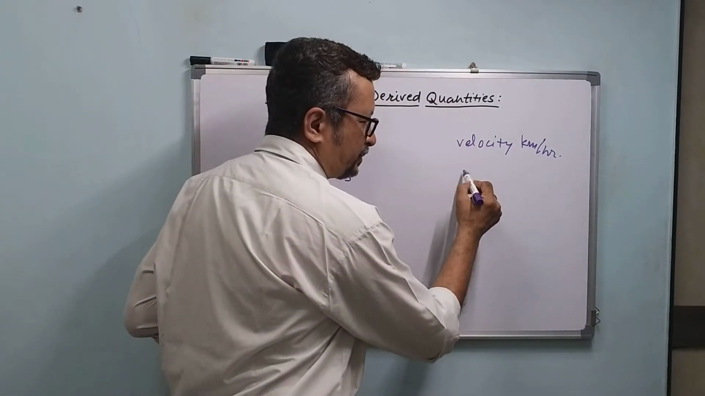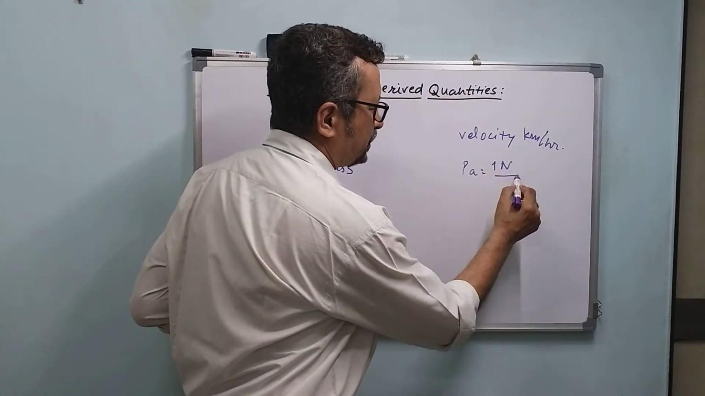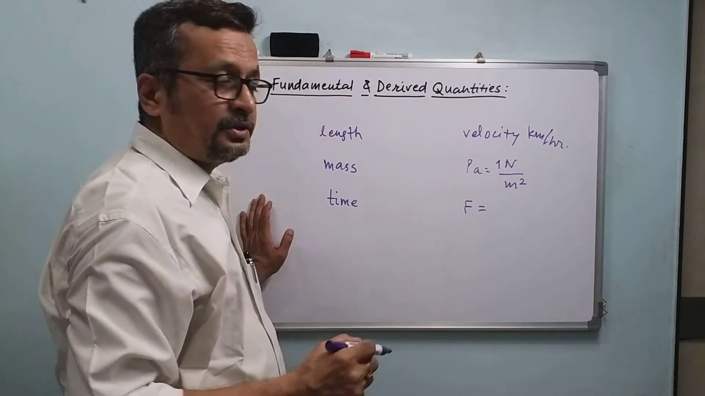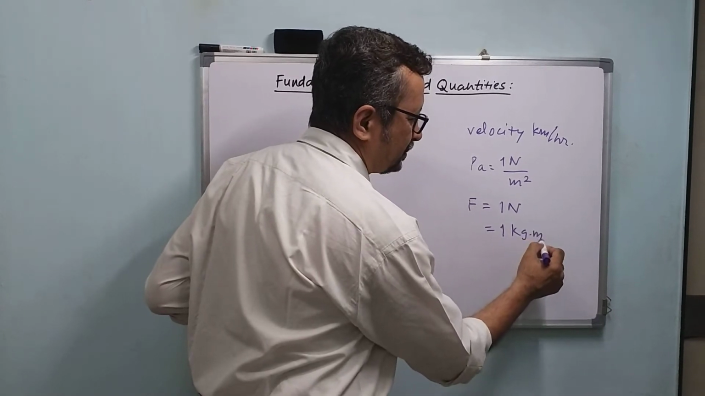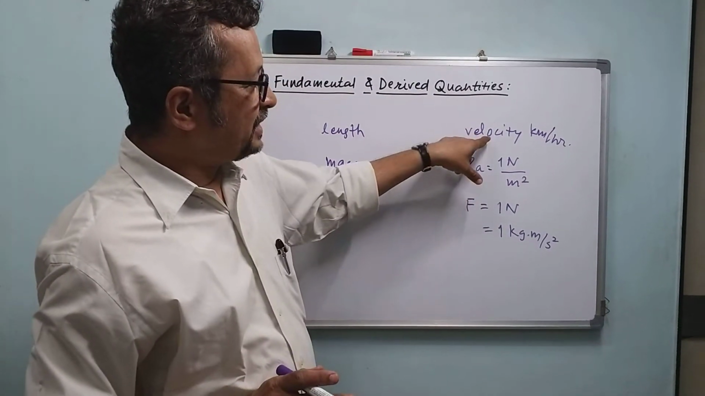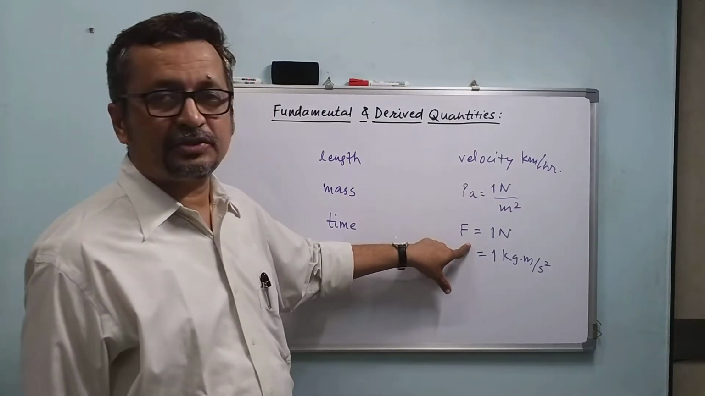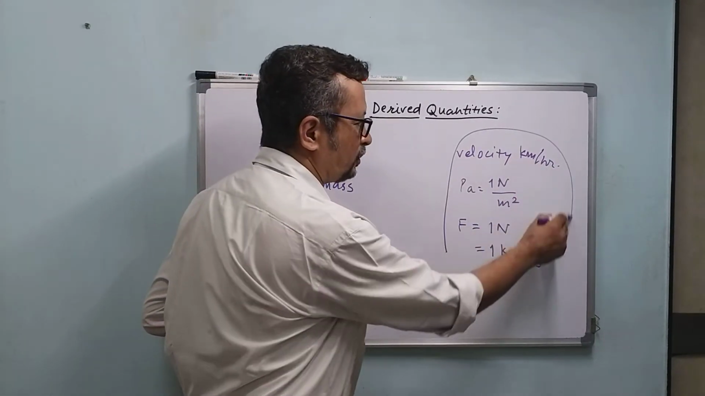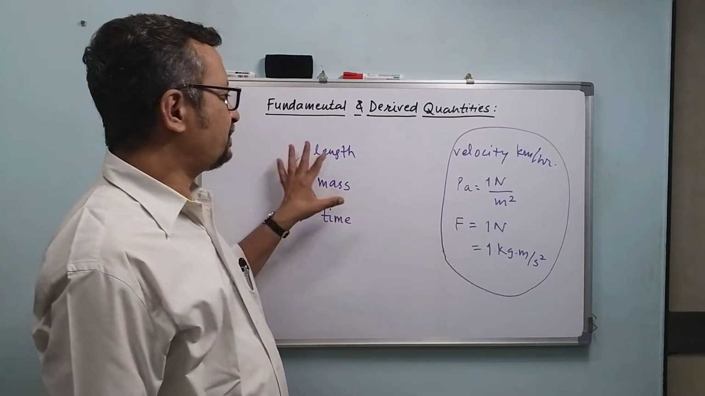If I try to find pressure, unit of pressure is Pascal, and 1 Pascal is equal to 1 Newton per meter square. When I think of force, my force is equal to mass into acceleration, but I define my unit of force as 1 Newton, and 1 Newton is nothing but 1 kg meter per second square, and that is because force is equal to mass into acceleration. Now you can see here my velocity depends on the distance and time, my pressure depends on force and area, my force depends on mass and distance and time. These physical quantities which depend on the fundamental quantities like this, these are derived physical quantities, and these are my fundamental physical quantities.